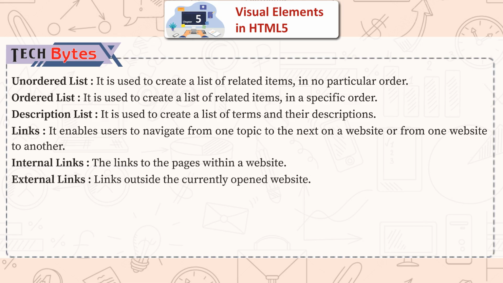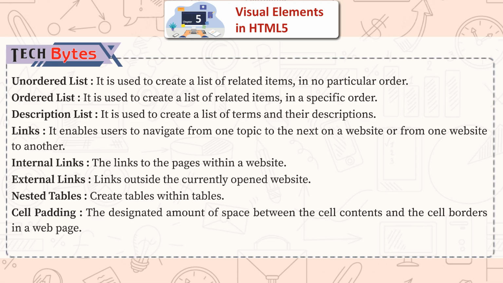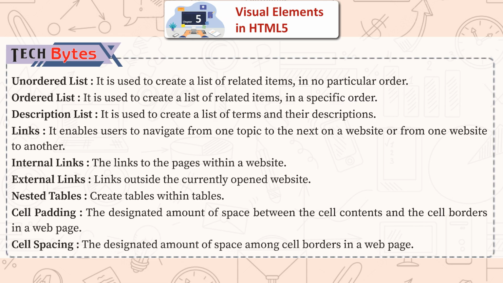External links. Links outside the currently opened website. Nested tables. Create tables within tables. Cell padding. The designated amount of space between the cell contents and the cell borders in a web page. Cell spacing. The designated amount of space among cell borders in a web page.